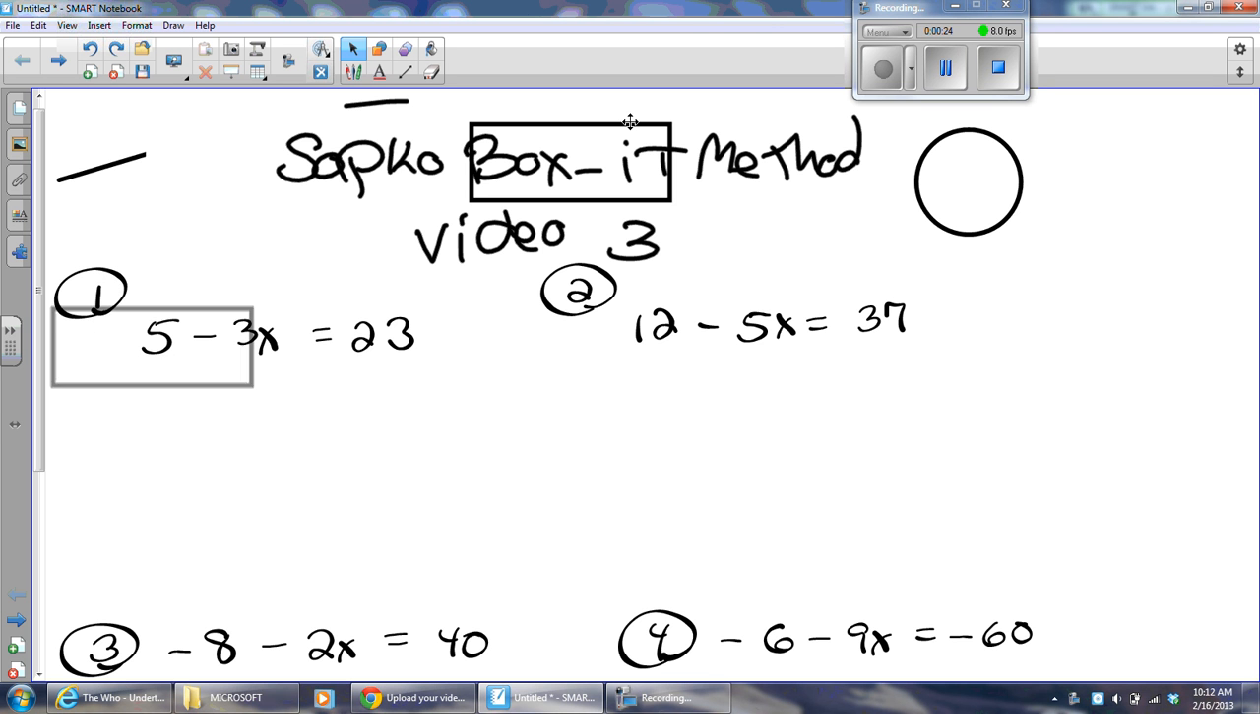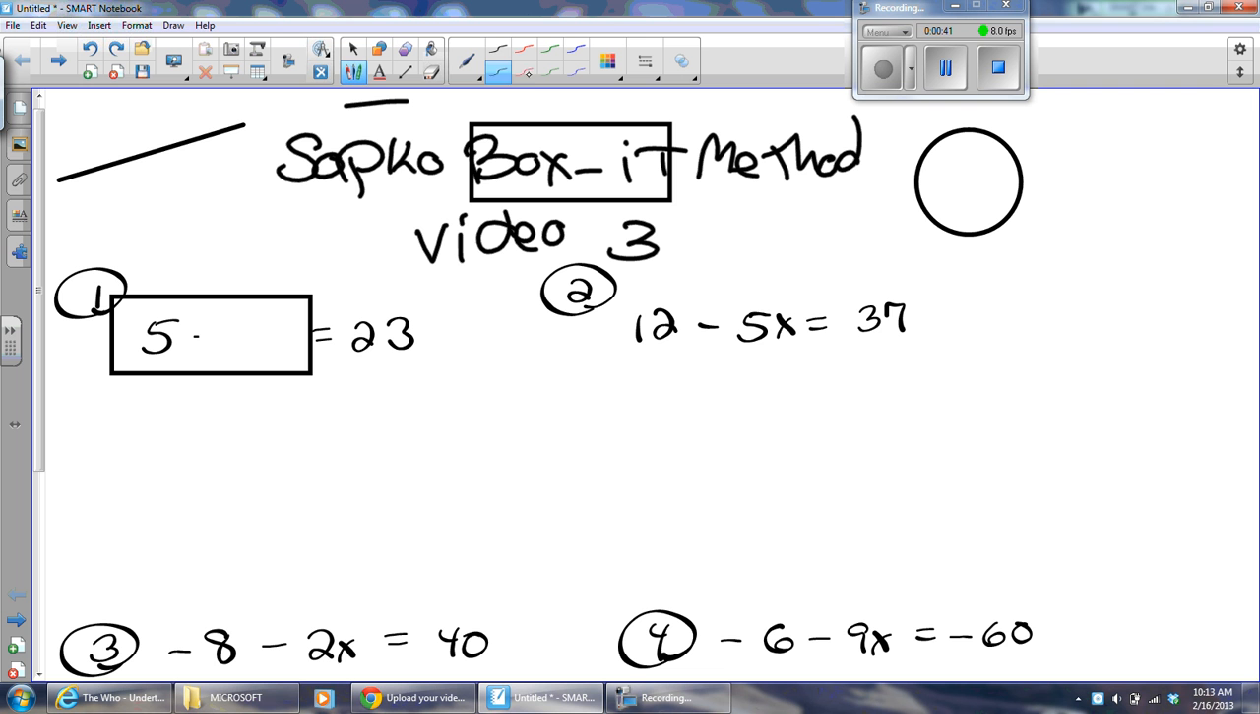So, first of all, we box our side of the equation with the variable, right? And then don't forget, we need to cover up the variable. And when we do that, we see a positive 5, and so we know we're going to subtract 5, right? Okay. Now the right-hand side becomes 18, and the left-hand side becomes a negative 3.